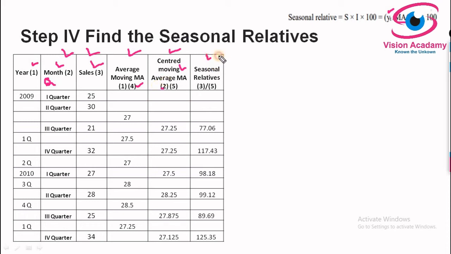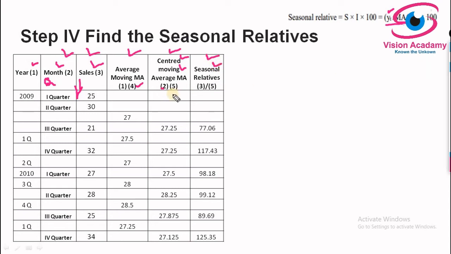And column 6, seasonal relatives. For that we need to take column number 3 by column number 5, very simple. Column number 3 by column number 5 into 100. Look at this formula. The formula is YT, which means old value. In column number 3, we have the old values given in the problem. And MA2 means centered moving average. This is a centered moving average, that is why we have denoted this by MA2. So we have to divide the old value by the centered moving average into 100. Then we will get seasonal relatives.